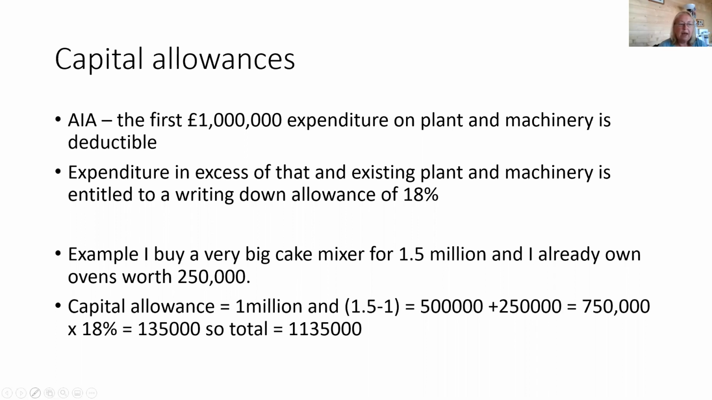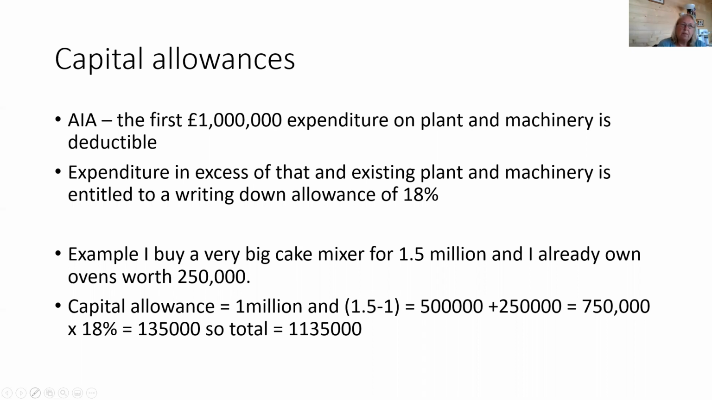Okay, and any machinery that you've already got, you would get 18% of the value of it every year as a writing down allowance. And obviously that will be decreasing. So I've got an example there. Those of you who've watched the business videos can remember that I'm constantly talking about my cake making business. So let's use that.